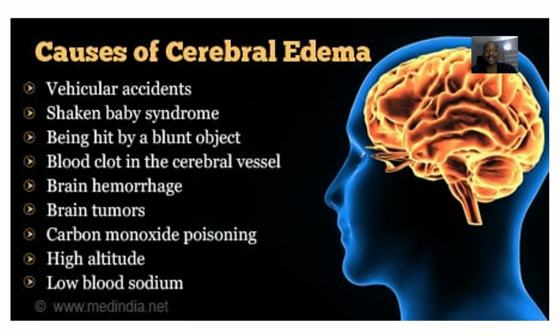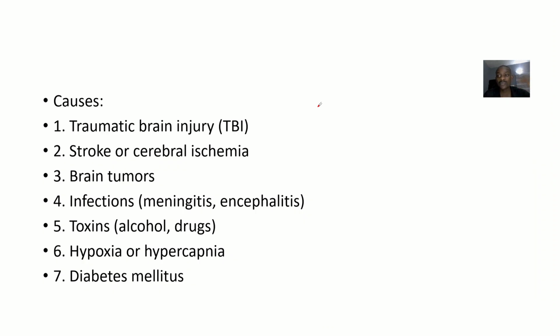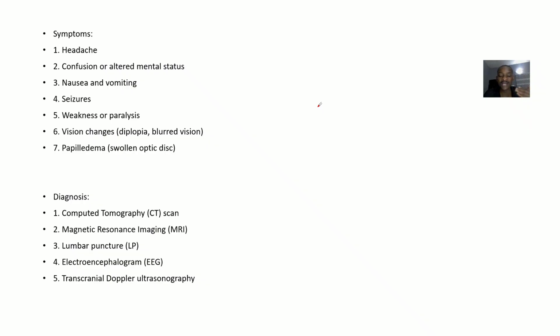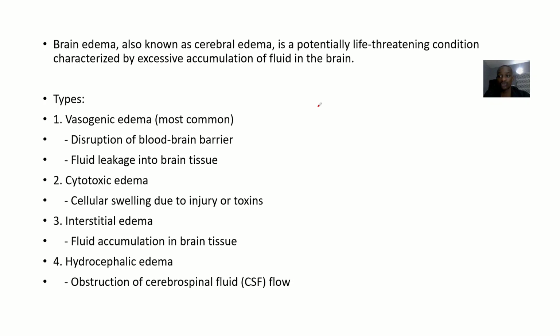So we'll look at the definition, look at the types. We'll look at the possible things that could cause fluid to accumulate in the brain. We'll look at the symptoms, we'll look at the diagnosis, then we'll look at the possible treatment that could be given if there's accumulation of fluid in the brain. There are possible complications that could also follow suit.